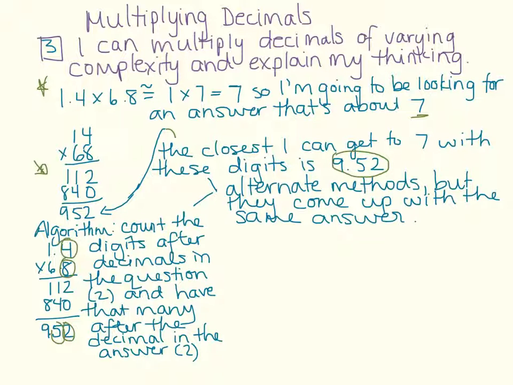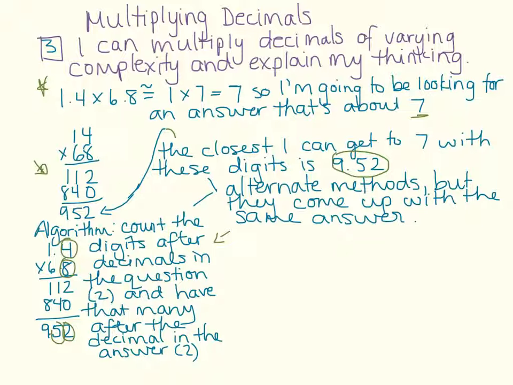And then they go about and they do it with the algorithm and they prove that the algorithm works because when you count the digits after the decimals in the question, there are 2 digits after the decimal. You have that many after the decimal in the answer, 9.52. So these are alternate methods, but they come up with the same answer.